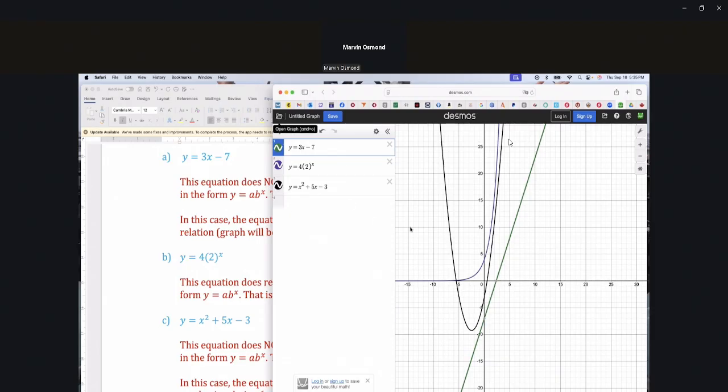And again, Desmos.com is a great website that you can use. So if you want to draw a graph, use it. It's a really good program.